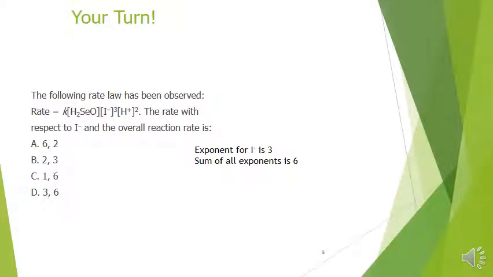Okay, the following rate law has been observed. So somebody did an experiment and they came up with this. And the overall rate is what? There's a 1 here. So remember, leave 1s off. So it's 1 plus 3 plus 2, which is 6. The rate with respect to I is 3, and with respect to overall is 6. So we have our answer right there.